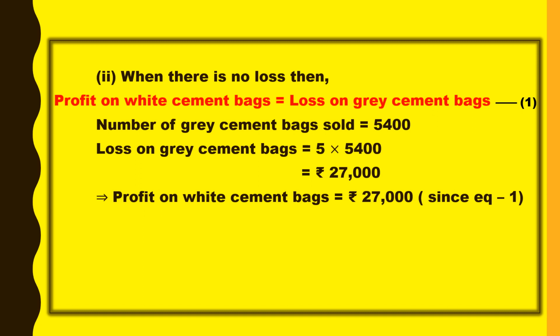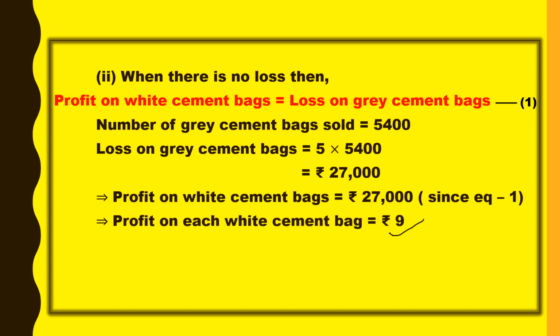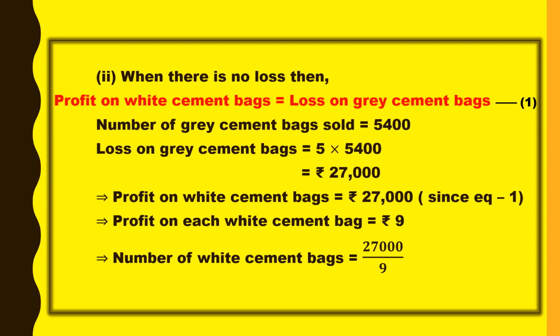Okay. Only when this happens will the shopkeeper not be in loss. Whenever we are getting a loss on one item, we should gain it from another item, right? So for that, he calculated the profit as 27,000. To get this profit on white cement bags, how many bags does he have to sell? For that, we should know the profit on each bag, so we already know it. If you divide these two, you will get the number of white cement bags to be sold. So we'll get 3,000 white cement bags.